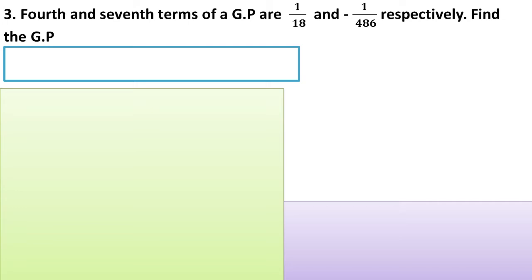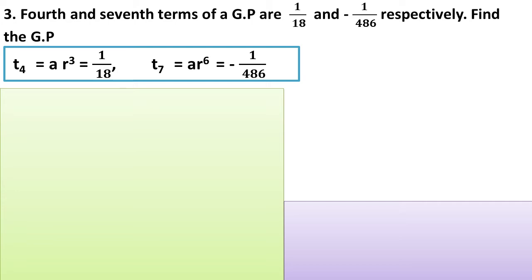The fourth and seventh terms of a GP are 1 by 18 and minus 1 by 486 respectively. Find the GP. Same step and similar type of problem. Fourth term is 1 by 18. So T4 is equal to A into R to the power of 3, which is 1 by 18.